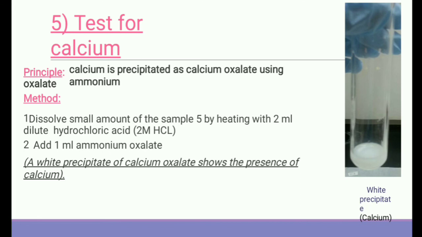Next we have test for calcium. Principle: calcium is precipitated as calcium oxalate using ammonium oxalate. Method: dissolve a small amount of sample 5 by heating with 2 ml dilute hydrochloric acid. Add 1 ml of ammonium oxalate. A white precipitate of calcium oxalate shows the presence of calcium.